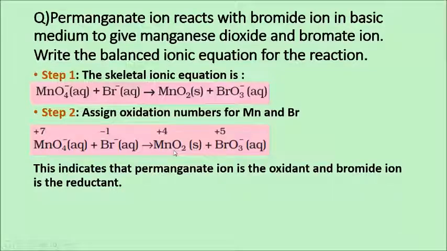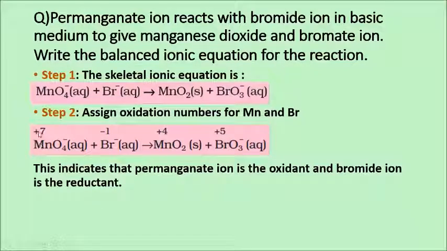MnO2, you will get what? X plus 2 into -2 is equal to 0. You will get X as +4. So Mn is +4. Bromate ion, bromate how? X plus 3 into -2 is equal to -1. You will get +5 oxidation state. And this indicates that permanganate ion is the oxidant and bromide ion is the reductant.